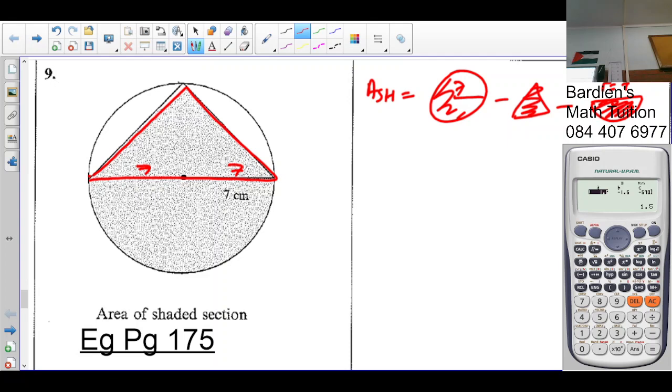So how do you calculate the area of a circle? Pi r squared, not so. Minus, how do you calculate the area of a triangle? Half base times perpendicular height, minus the area of a semicircle. How do you calculate the area of a circle? Pi r squared, but half of it, divided by 2. Why divided by 2? So that's half. I could have said a half pi r squared. Why? Because that's half a circle.